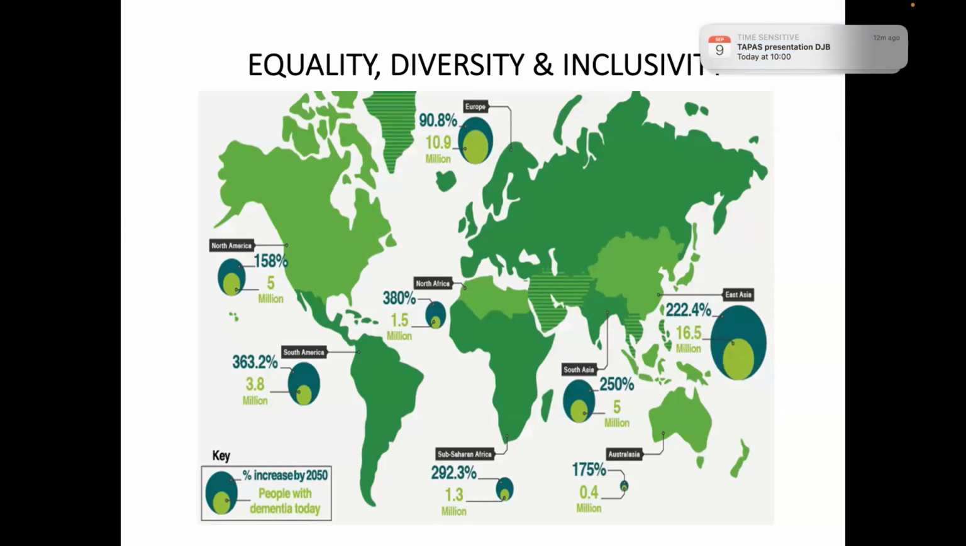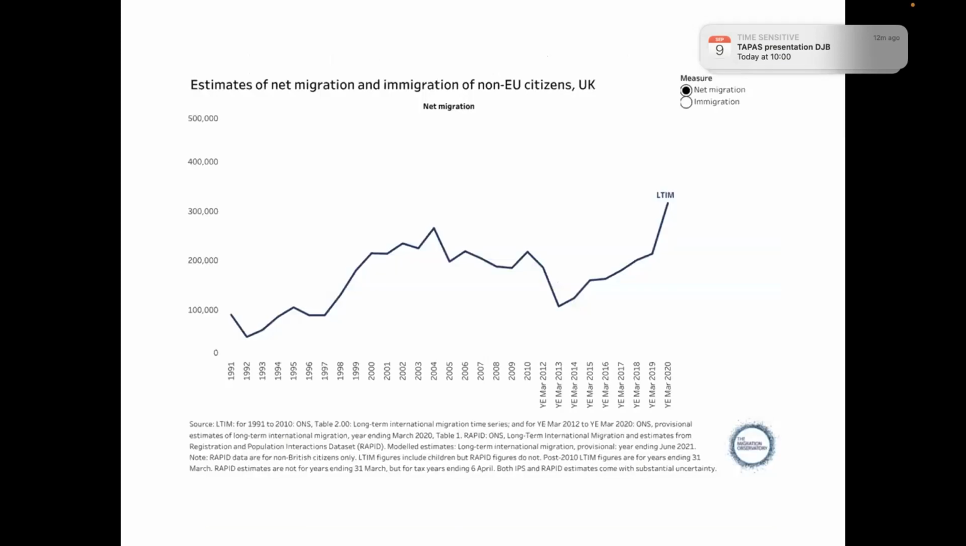The increase in rates of dementia is going to be higher in populations where the population is going to age more quickly. So for example, in sub-Saharan Africa, there's going to be a near on 300% increase in rates of dementia by 2050. And the UK, like much of Europe, has a net influx of migration of people from non-EU citizens. So this is just a chart showing the hundreds of thousands of people coming to the UK from non-EU areas due to economic, social, political instability.